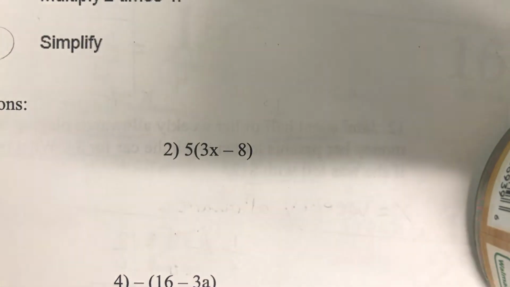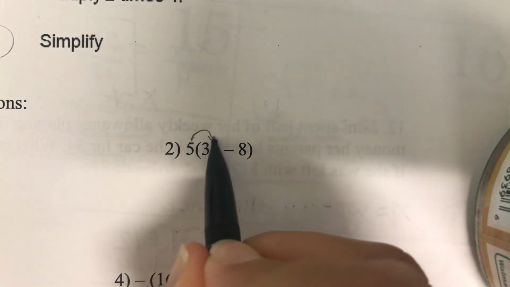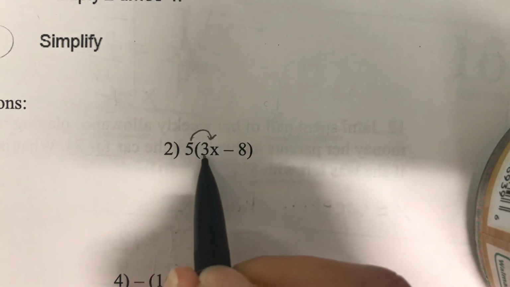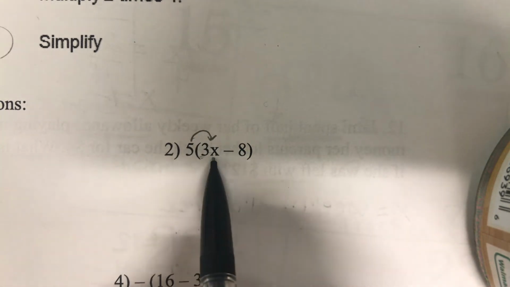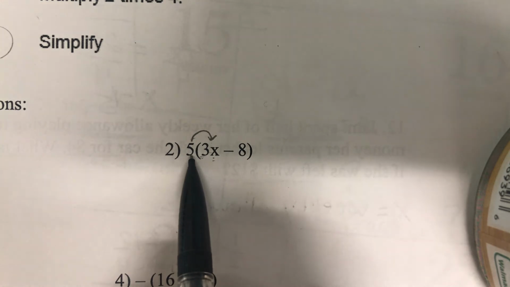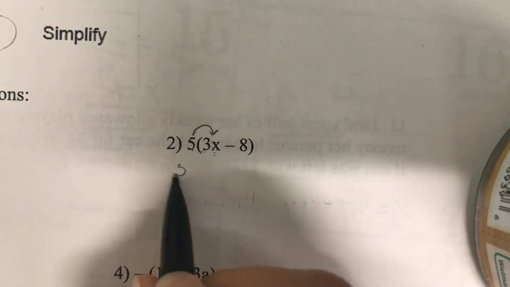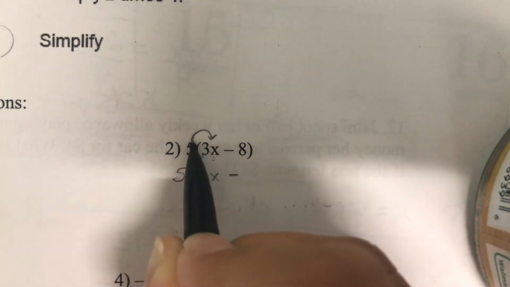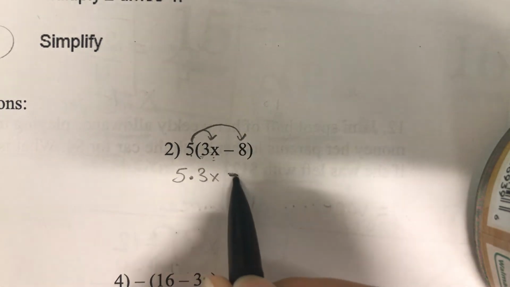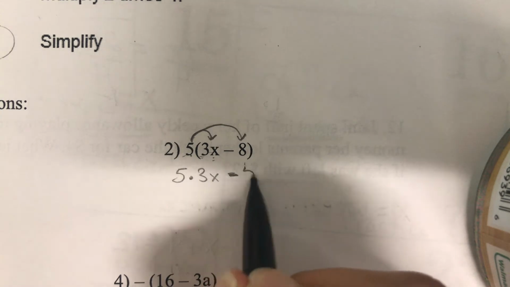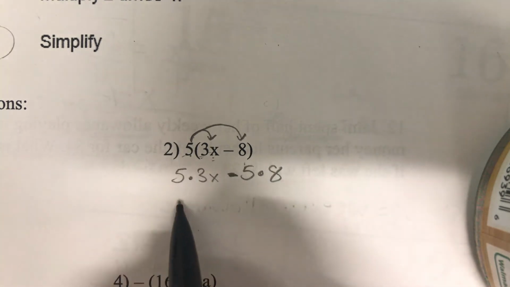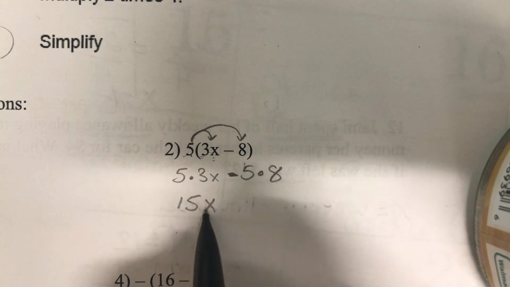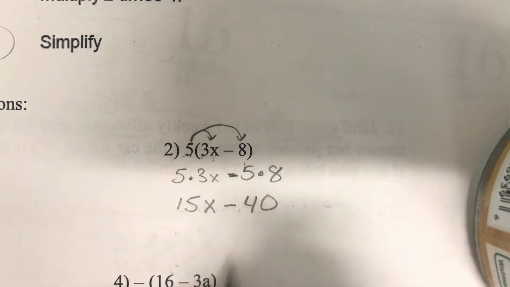Okay, problem 2. Now there's a number next to our x. Well, that's just more multiplication. 3x means 3 times x. And then we're multiplying by 5. The associative property tells us we can multiply these numbers together any way we want. So we can multiply the 5 and the 3 together. So I've got 5 times 3x. Coming over here, I keep the same sign, 5 times 8. So 5 times 3 is 15, minus 40.